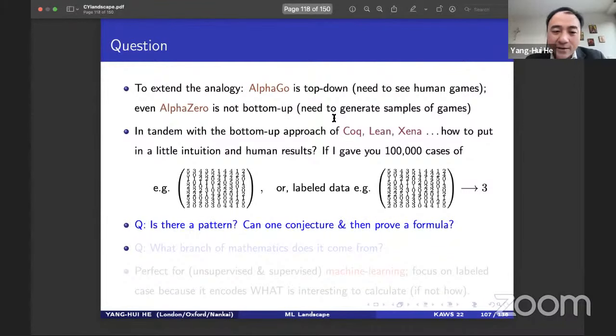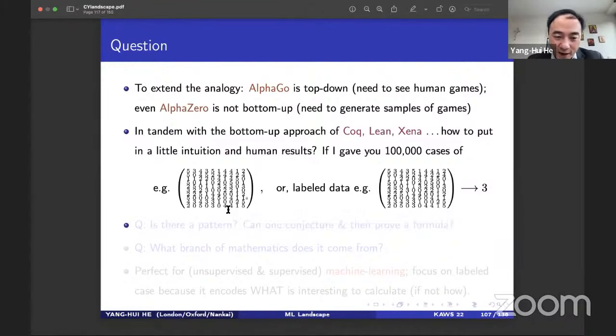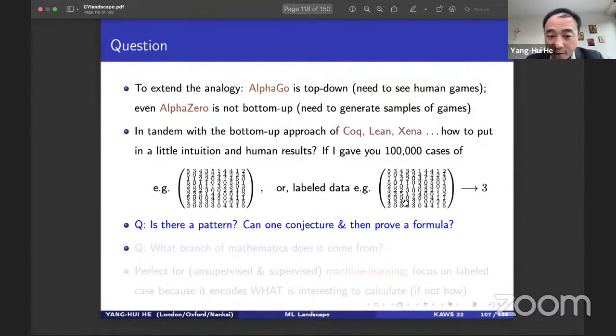So the question I want to ask is, if I give you data of this type, or labeled data of this type, if I give you 100,000 cases, one, is there a pattern? Can a machine learning, or even a simple feed-forward neural network, see a pattern? Can it conjecture and then prove certain formulae? And we're already beginning to do this in the last couple of years now. And another thing that interests me is, having seen hundreds of thousands of cases of such data, can the machine actually tell which branch of mathematics this data comes from?